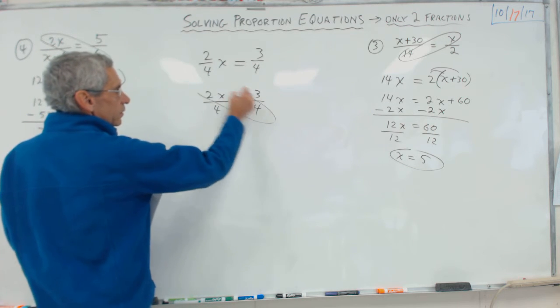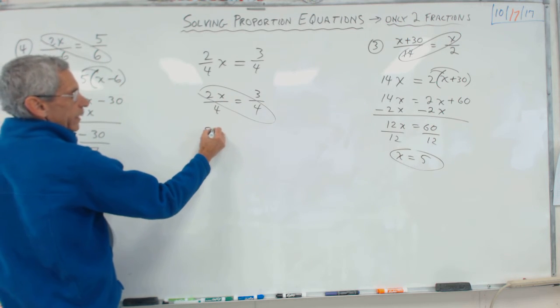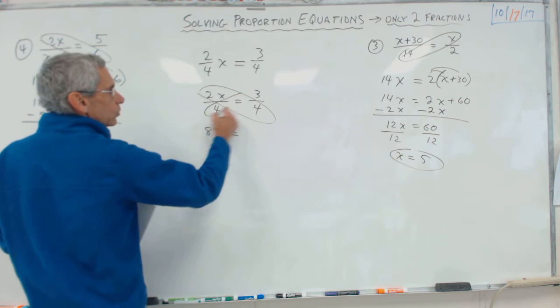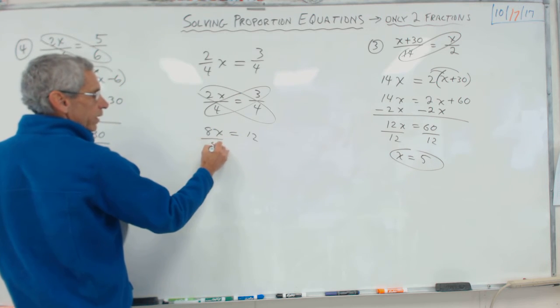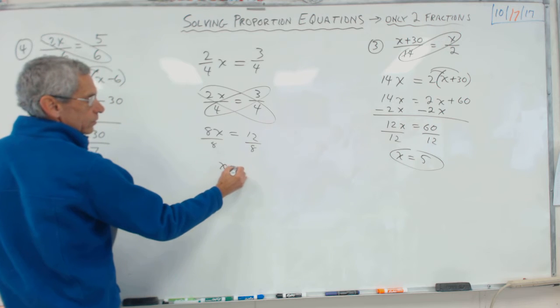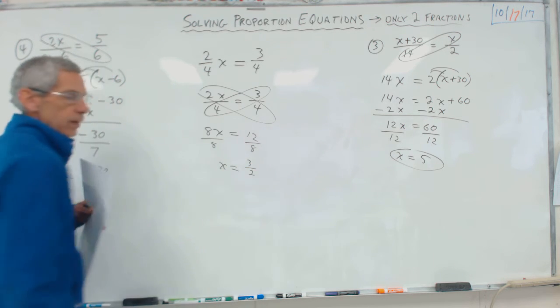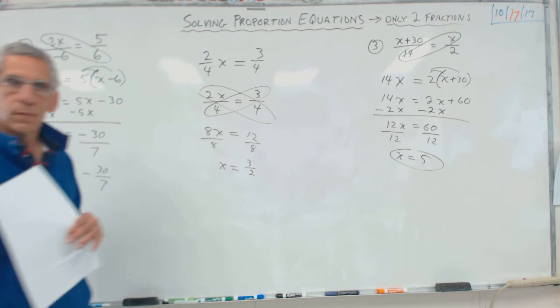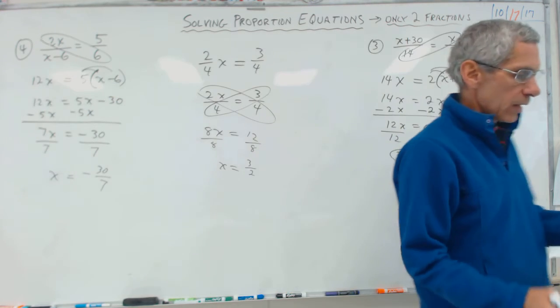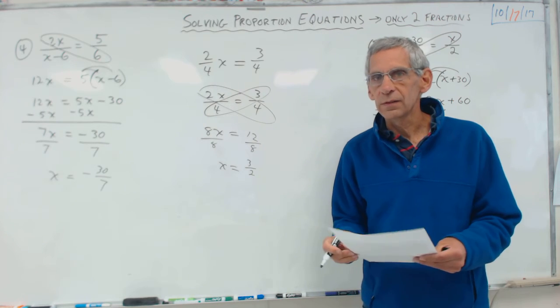And we'll just do this really fast. So that gives me 8x, right, is equal to 12. Divide by 8, divide by 8, x is equal to 3 halves, right? 4 goes into both. Okay, so you're all, it's pretty clear.